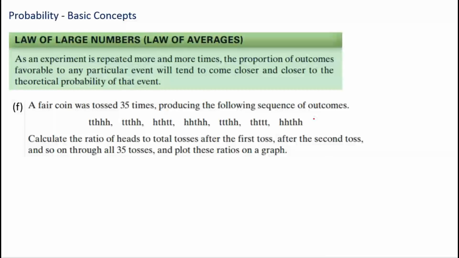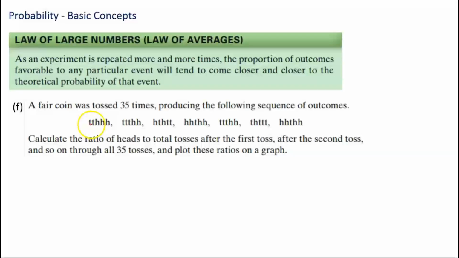It says, now calculate the ratio of heads to total tosses after the first toss, and then after the second toss, and then so on through all 35 tosses, and plot these ratios on the graph. Okay, so what are they saying? So we're going to do this by hand, and then I'm going to show you the typed up version of this answer. So it says calculate the ratio of heads to total tosses.